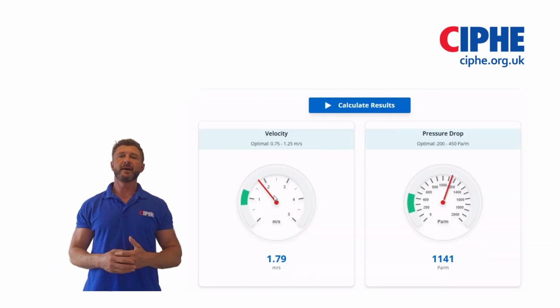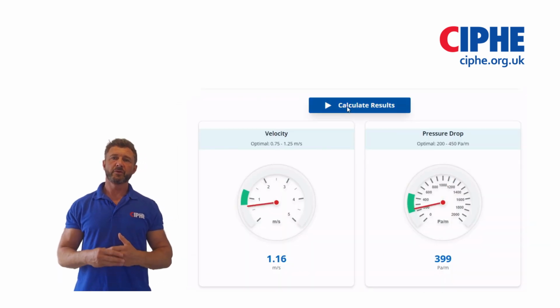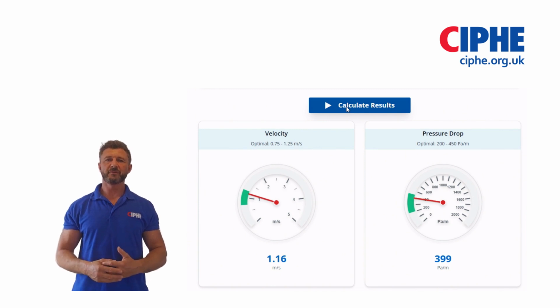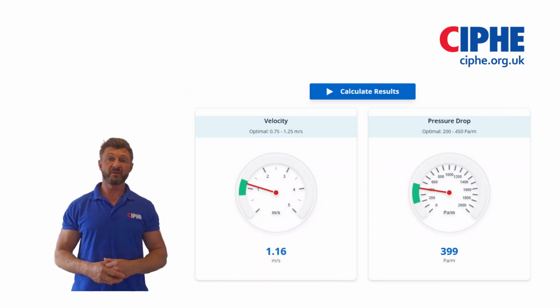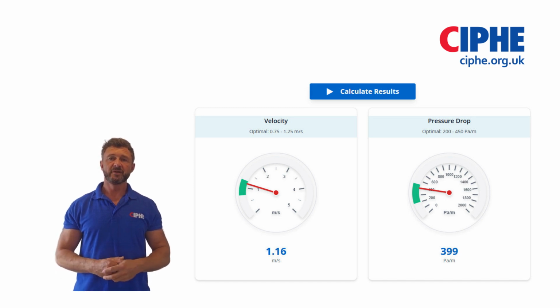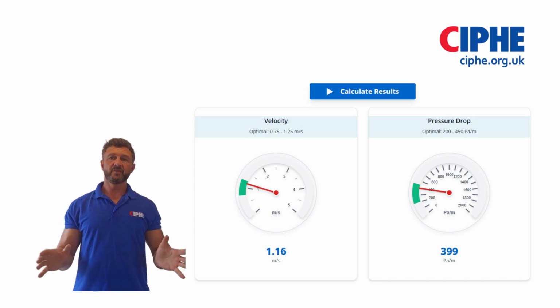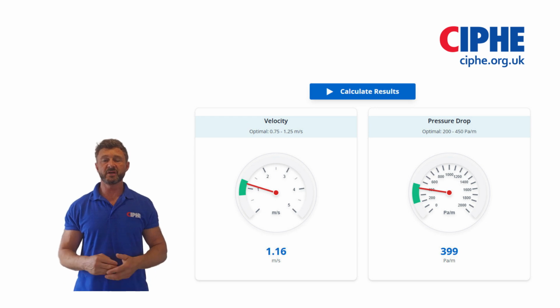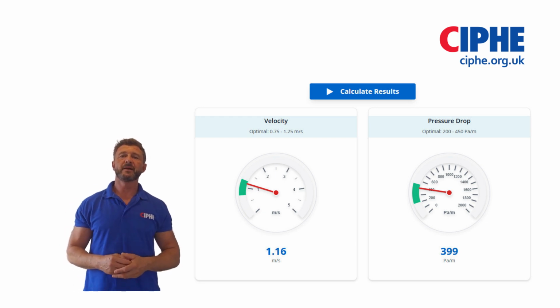Next, when you hit Calculate Results, the app runs the Colebrook-White equation to work out the friction factor based on your selected pipe size and flow conditions. From there, it calculates both the pressure drop per meter and the flow velocity, giving you the key data you need for accurate and efficient pipe selection. Once the results appear, you can instantly see whether your design falls within the recommended limits.